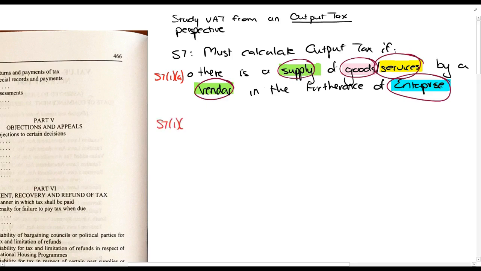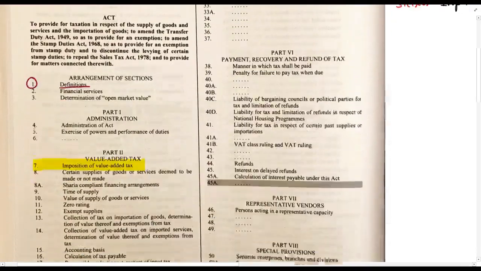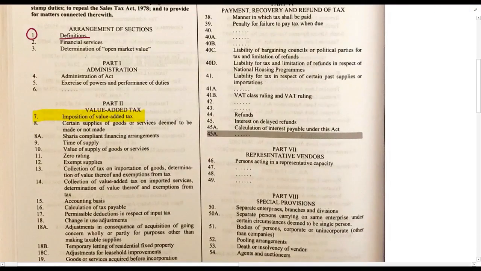Section 7.1(b) and section 7.1(c) say you must raise output tax if you import goods and if you import services. Those sections you can go and find discussed in section 13 and section 14 of the VAT Act. Okay, but now let's start talking about it.